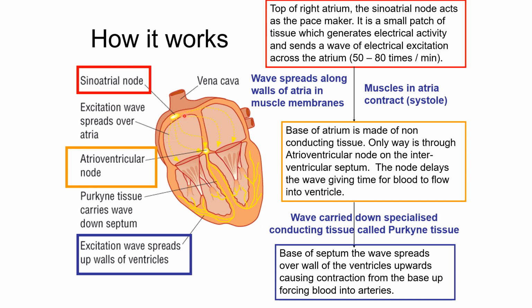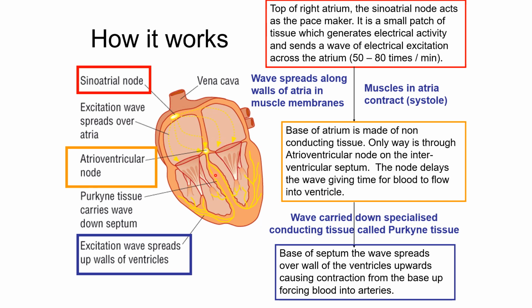That electrical activity goes across the atrium and down in a wave of excitation, which causes the muscle to contract, and the atria, that is, to contract, which is systole. At the base of the atria, this area here is non-conducting, so the electrical wave of activity can only travel via the middle, which is the atrioventricular node. The atrioventricular node then sends it further down the septum of the heart, but it does so after a brief delay, and that allows the final blood to leave the atria and fill up the ventricle from atrial systole.